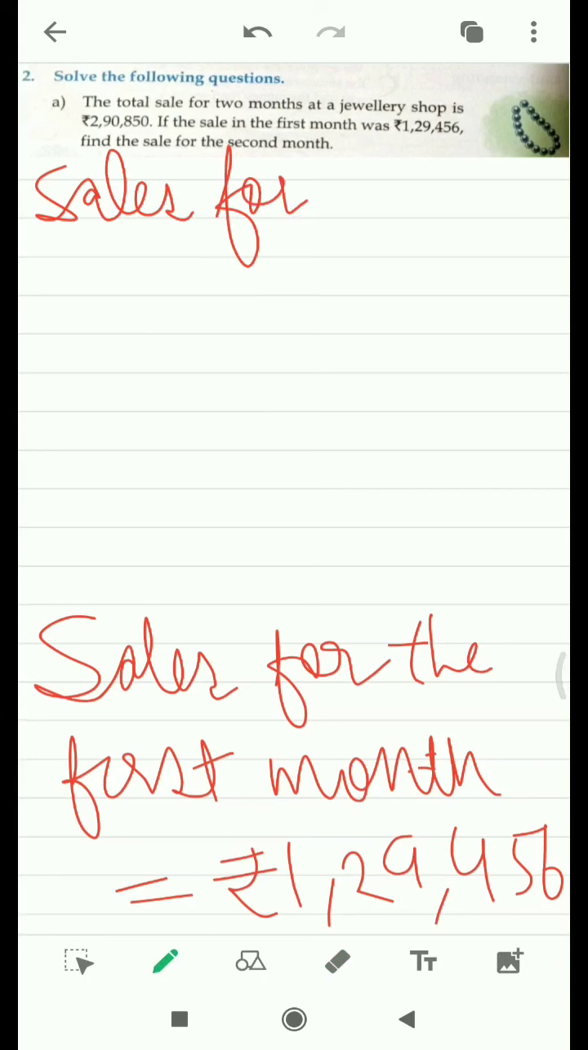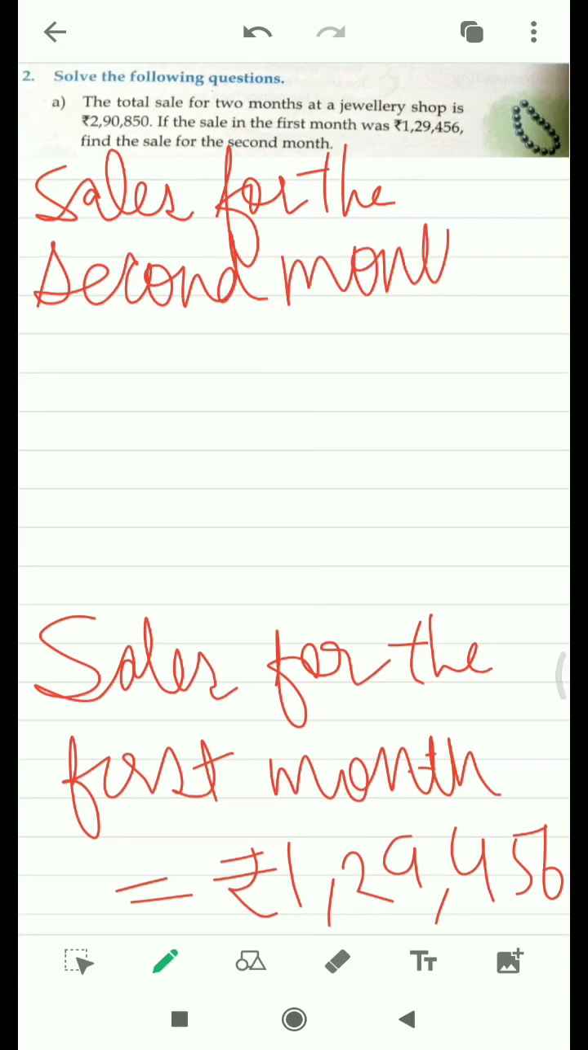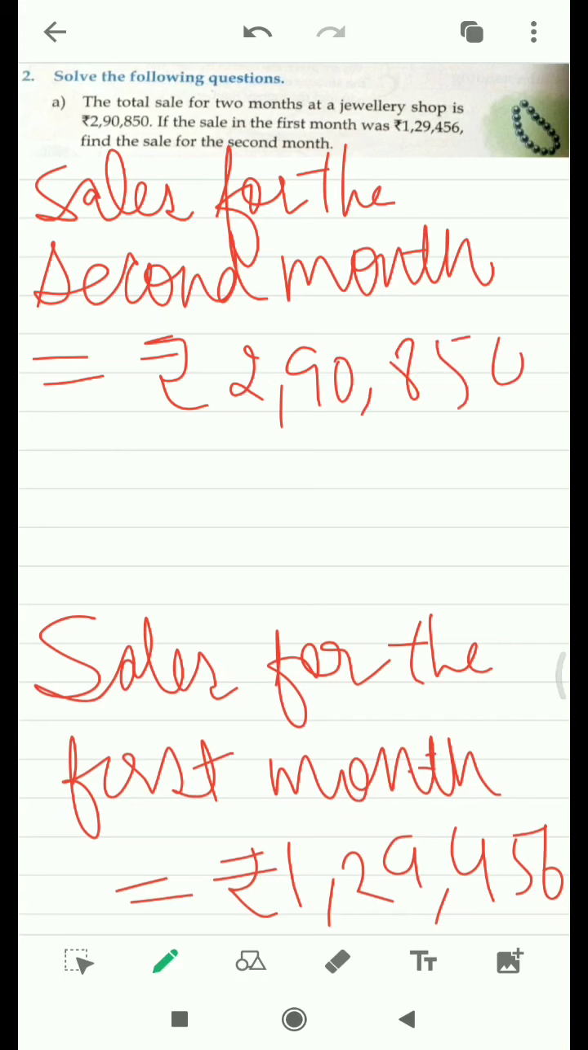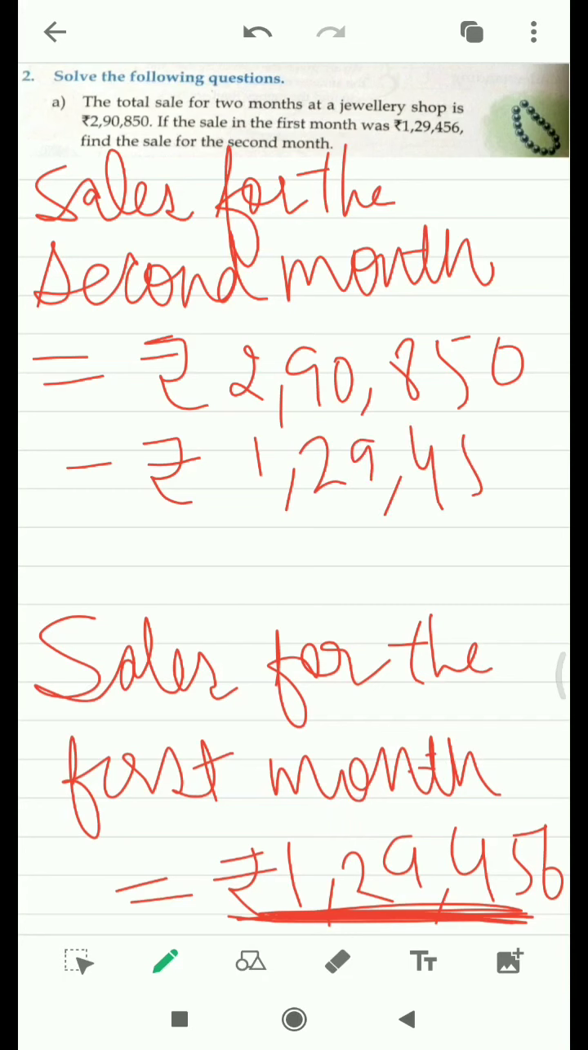Sales for the second month. It's going to be rupees 2,90,850, and we're going to subtract the sales for the first month. Since we have for 2 months and we want the second month, and we already have the first month, we're going to subtract the sales for the first month from the whole collection of the 2 months. 1,29,456. It was 0 actually.